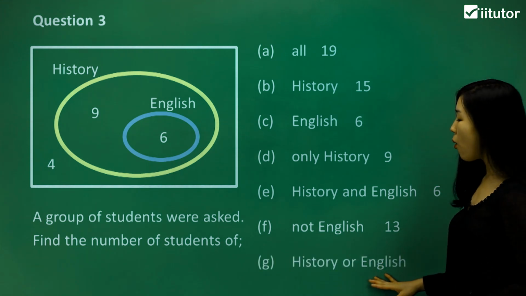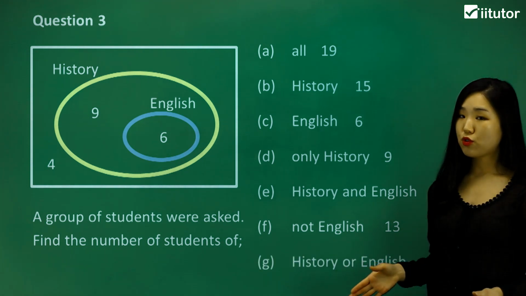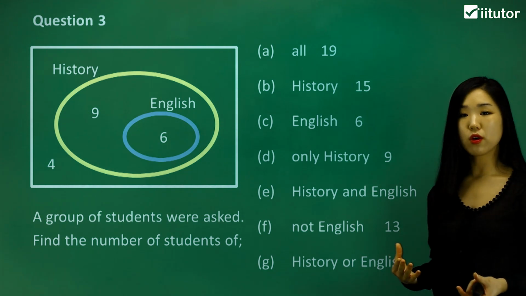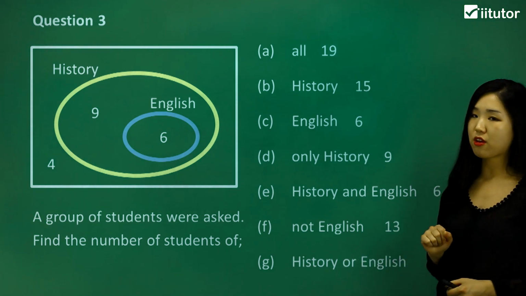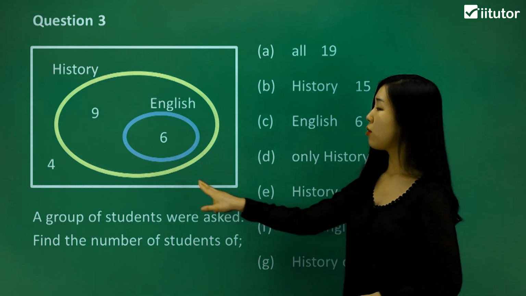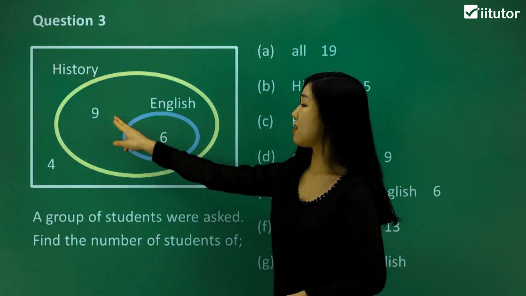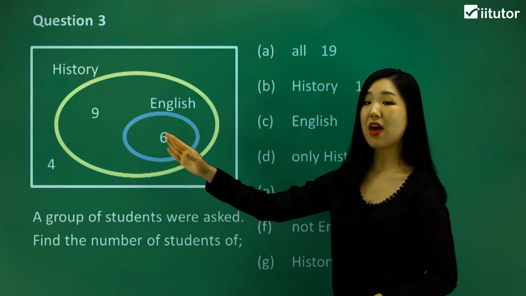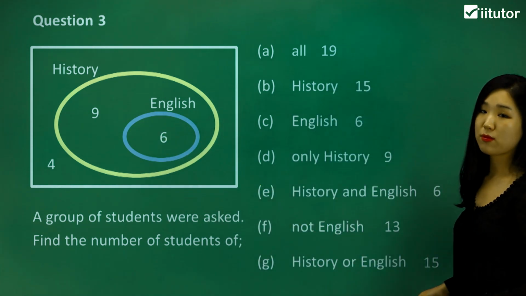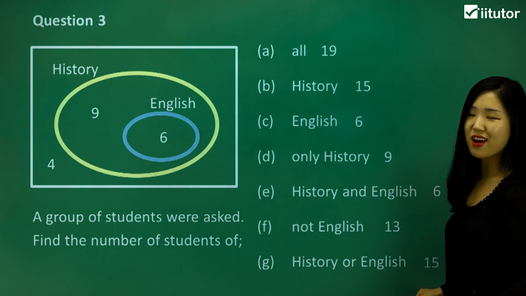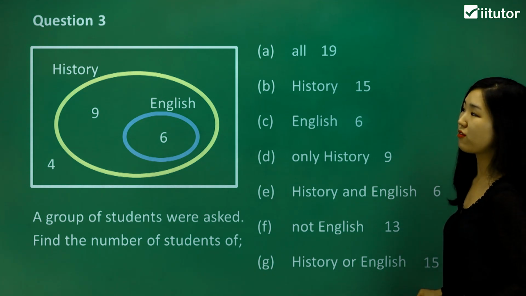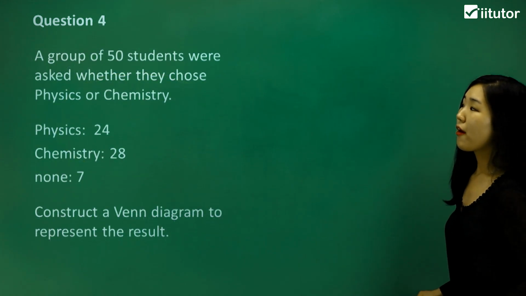And history or English, which means people who do history, people who do both, or people who do just English. All of those are included in the category of history or English. So these are the students who do English. These are the students who do history. Together, they will make OR. So it's going to be 15. 6 plus 9, which is 15. Make sense, guys? So even if it's a weird looking Venn diagram, it's still very straightforward as long as you follow the logic. Alright, question 4.